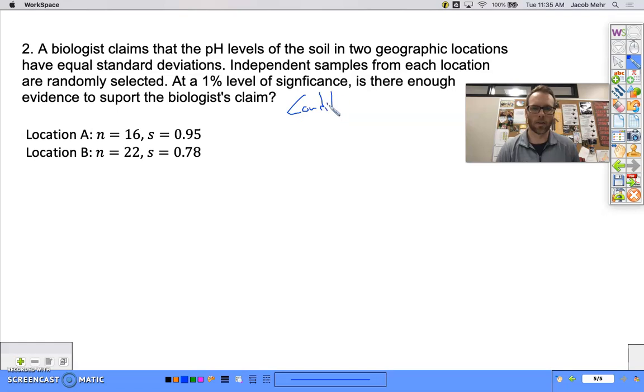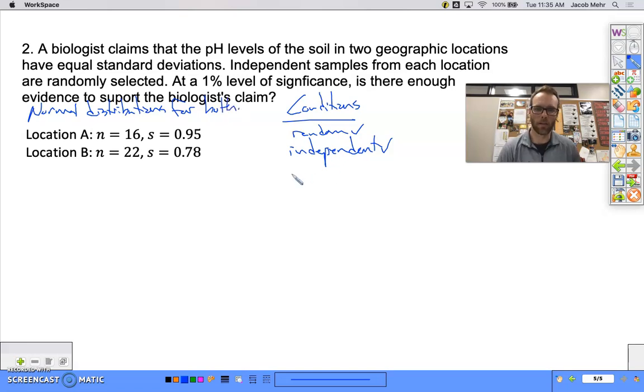So again, conditions. We've got random. Yep, we have independent samples. Good. Okay, and what was our third condition again? Again, it was the normal distribution. And we should recognize that it's missing again. I will now add it in. And we have it.